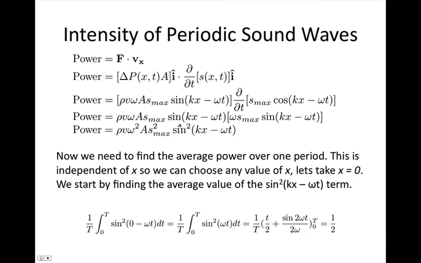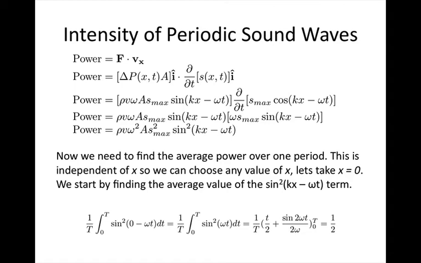And so then multiplying these two together, we end up with rho v omega squared a S max squared sine squared (kx minus omega t). So this gives us the power which is transferred at any point in space and time. Now, what we're really more interested in is the average power which is transferred.